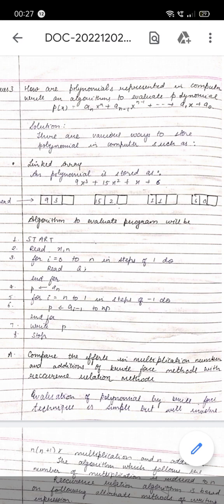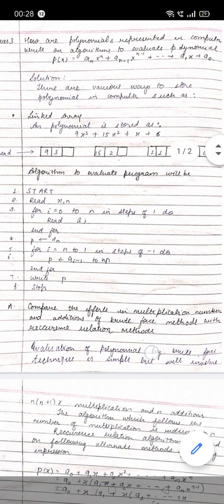Now we will move to the next part of this question, which is the algorithm to evaluate the polynomial. First we start, then we read the values of x and n, then we start a loop for i equals 0 to n in steps of 1 and read a, then we end this loop. Then we assign the value of a n to b. Then for i equals n minus 1 to 0 in steps of minus 1, we assign the value of a i plus x times b to b. Then we end this loop too. Then we print the value of b. Then we stop.